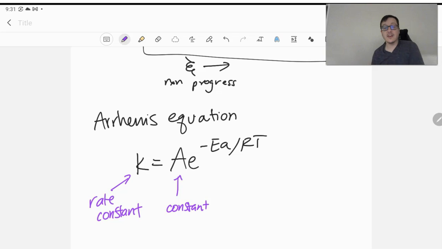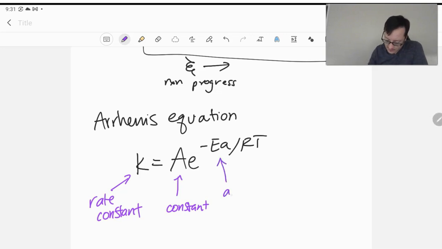This constant A is not dependent on temperature. It's essentially a way of going from just general reactions to our specific reaction. It's going to be something special for all reactions. They will have their own A constant. But we don't need to really worry about that.